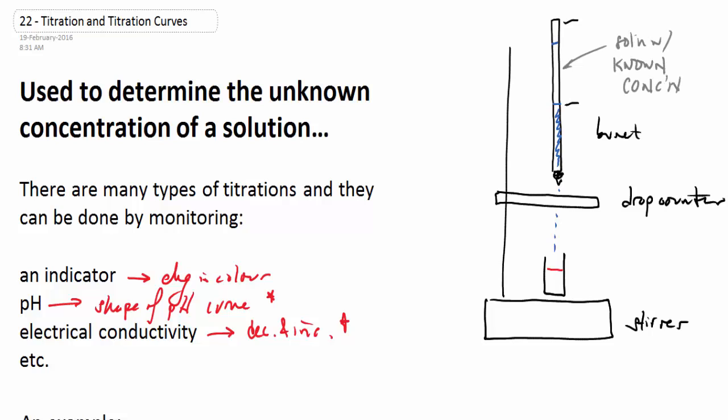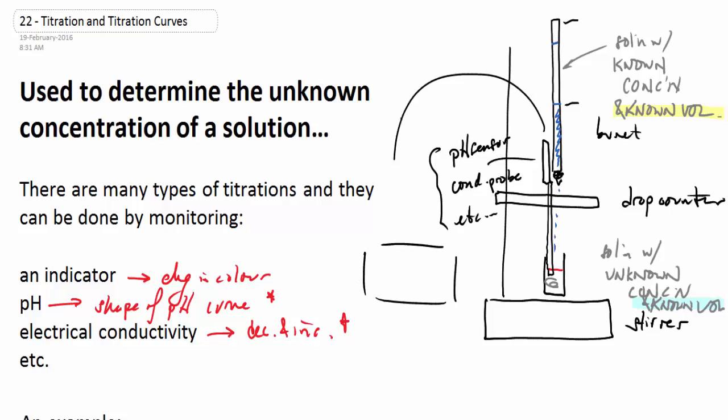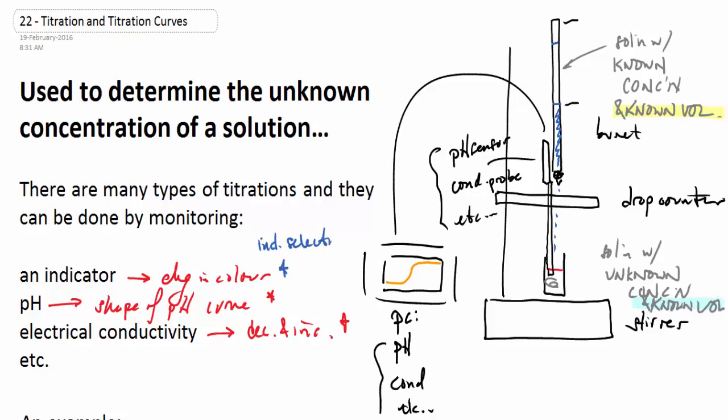The solution that's in the burette will need a known concentration, and the solution in the flask down here at the bottom of the beaker has an unknown concentration. Both volumes need to be known. So three pieces of information: the volume of each solution and the concentration of one of them. We'll use a pH probe in our case, but a pH probe or conductivity probe or sensor or indicator, some kind of device used to measure the progress of the reaction, will be connected. Here we're using a LabQuest 2, and we'll be watching the pH curve, the titration curve. You could connect this to a PC if you want to look at pH, conductivity, and so on.